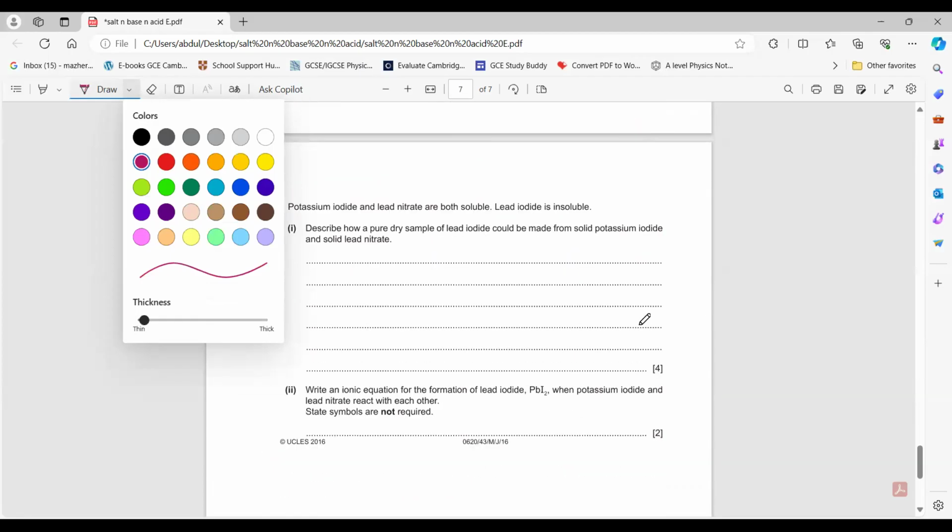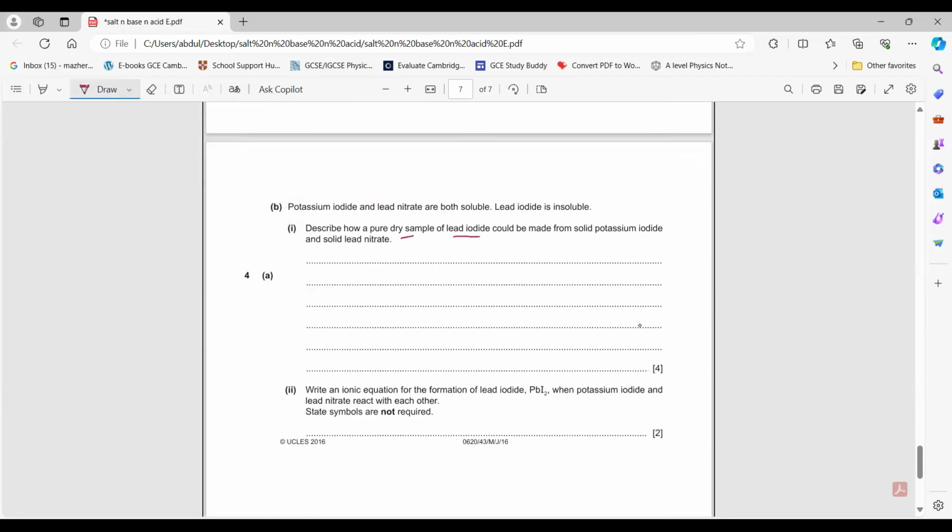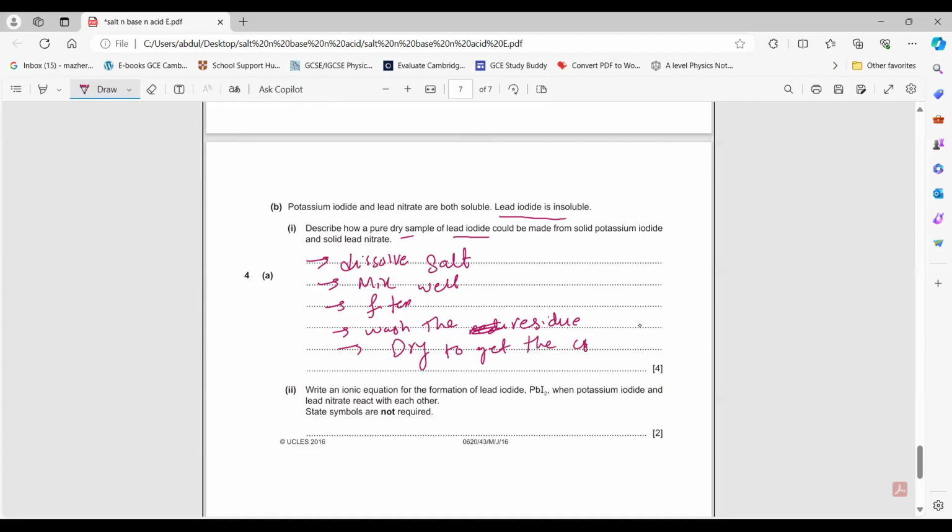To the last question, we have describe how a pure sample of lead iodide, वही जो आपका insoluble का था, उसको हमने करना. तो मैंने आपको बता दिया. सबसे पहले क्या करेंगे? Precipitation. Dissolve salt, mix well. फिर क्या करेंगे? Filter, wash the residue, and let it dry to get the crystals.